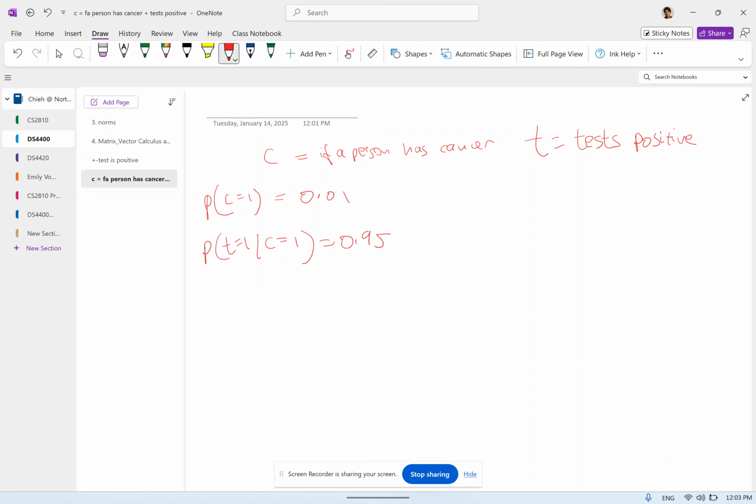And then it says it has a 90% accuracy rate for correctly identifying individuals without prostate cancer. So given someone does not have cancer, the test is negative because it correctly identified individuals without cancer. And the accuracy rate for this is 0.9.